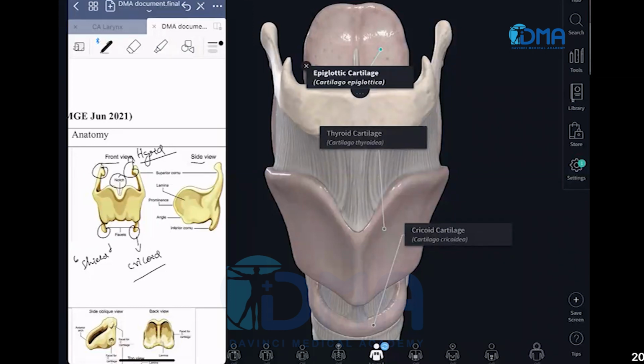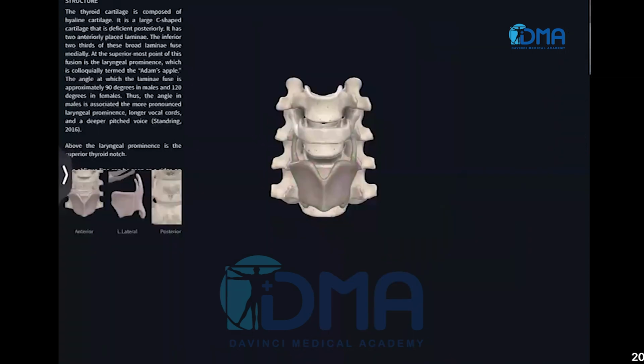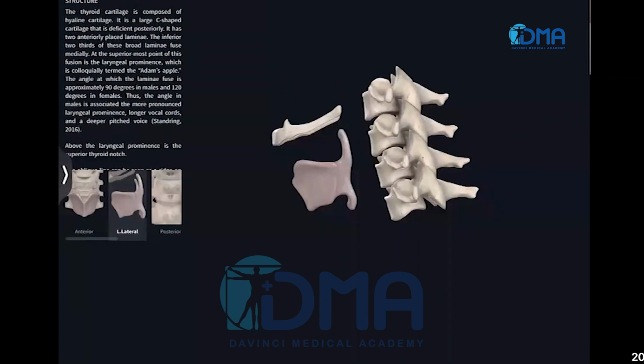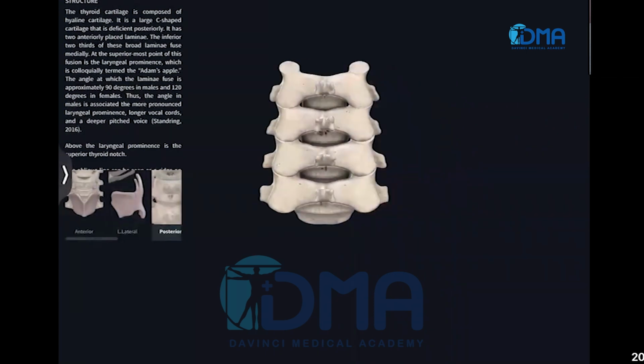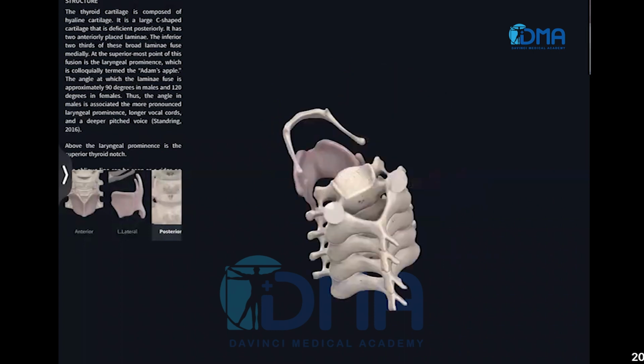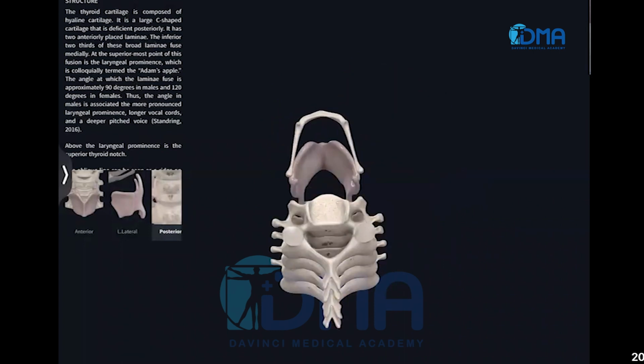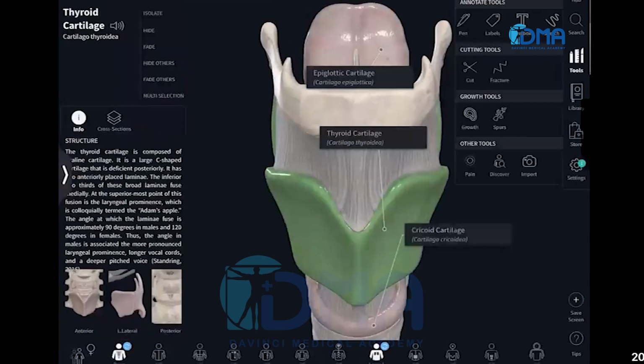Now when we look at the other side of the thyroid cartilage, if we isolate this thyroid cartilage, this is the anterior view of thyroid cartilage. This is the lateral view. This is the posterior view. When we look from above, this is the angulation. This thyroid is having two facets. These two facets are meeting in the midline. If these two facets meet in the midline, it forms an angle. That is called thyroid angle.